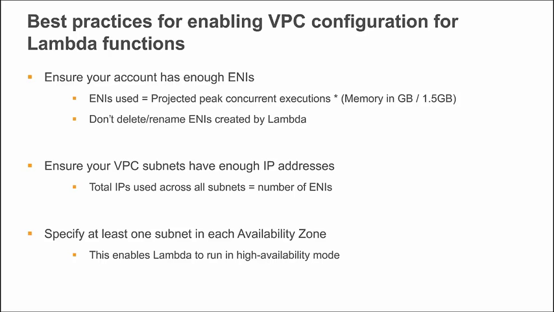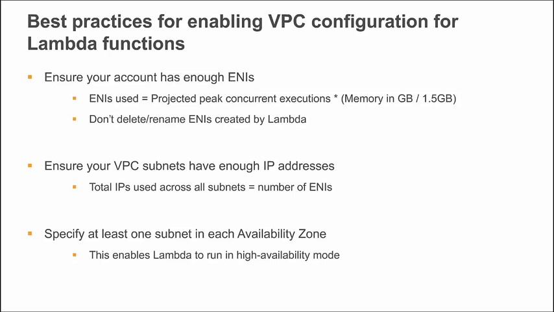Similarly, you need to make sure that your VPC subnets have enough IP addresses. There will be one IP address used for every ENI created in your account. So when Lambda finds that it doesn't have enough ENIs or enough IP addresses, it will no longer be able to scale out horizontally. Let's say your account only has 50 ENIs available and you are using 1.5 GB functions, you will be able to scale up to 50 concurrent. But if your incoming traffic increases beyond that, then you will not be able to launch your 51st function, and that will look like a throttle for you.